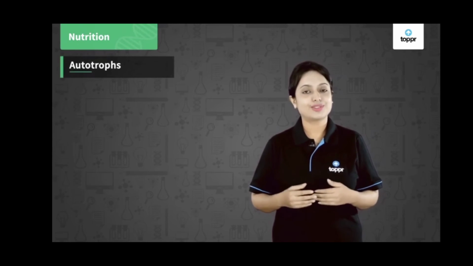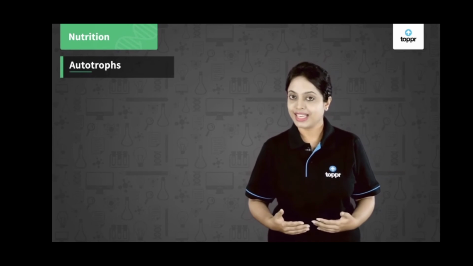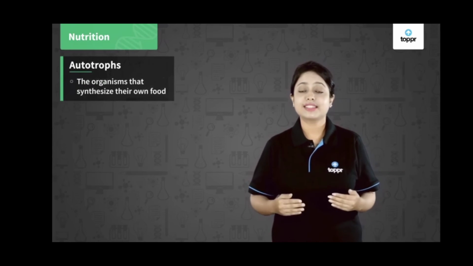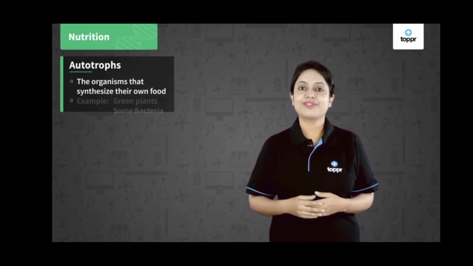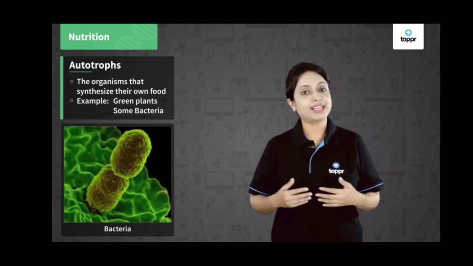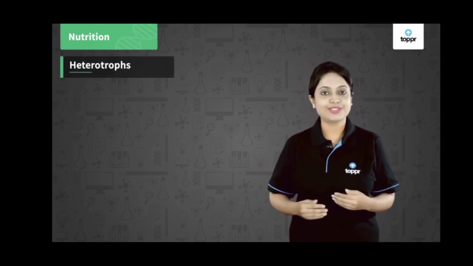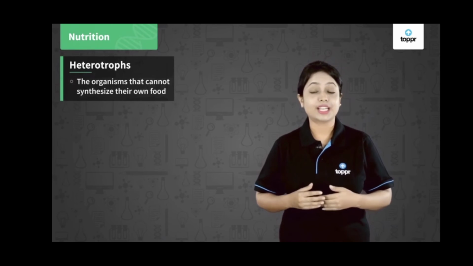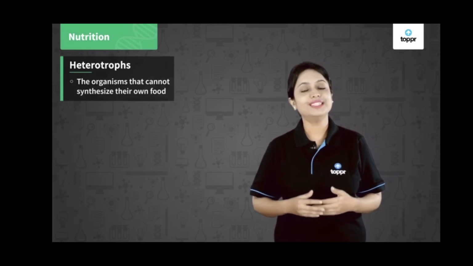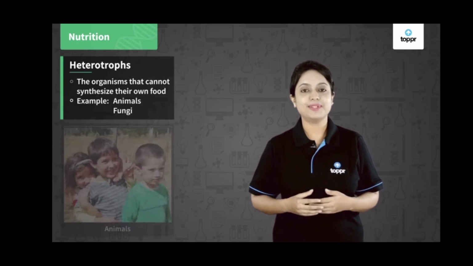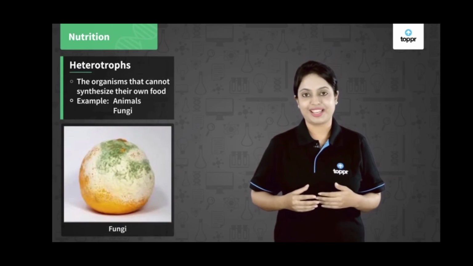Now, the organisms that can synthesize their own food are called autotrophs. So, we can define autotrophs as the organisms that can synthesize their own food. For example, green plants and some bacteria. On the other hand, the organisms that cannot synthesize their own food are called heterotrophs. So, to define heterotrophs, the organisms that cannot synthesize their own food are called heterotrophs. For example, animals and fungi.